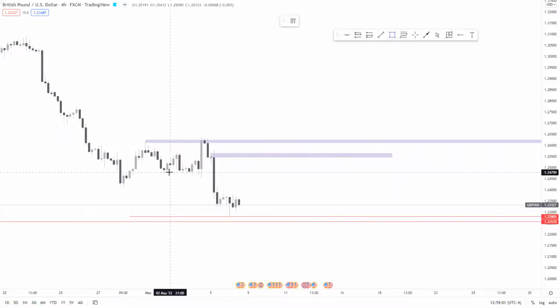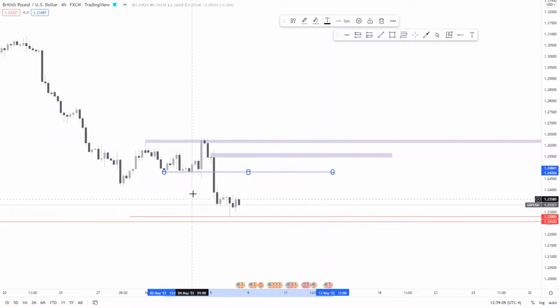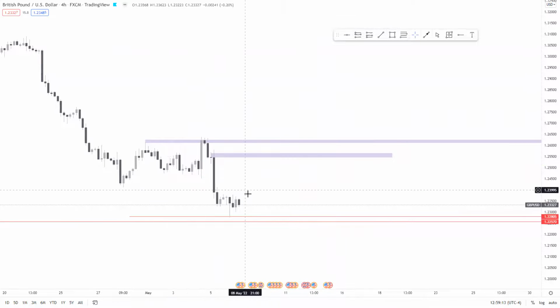We also have this support, but because there are going to be so many zones in this look, I'm not going to count this one, so just ignore this one.